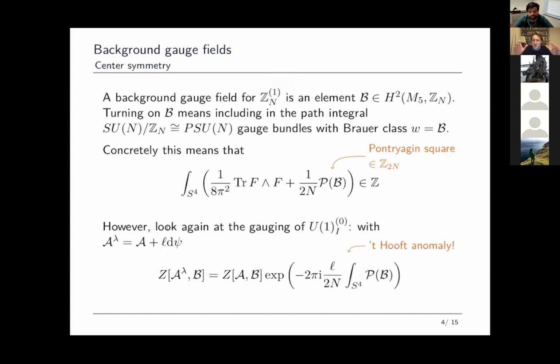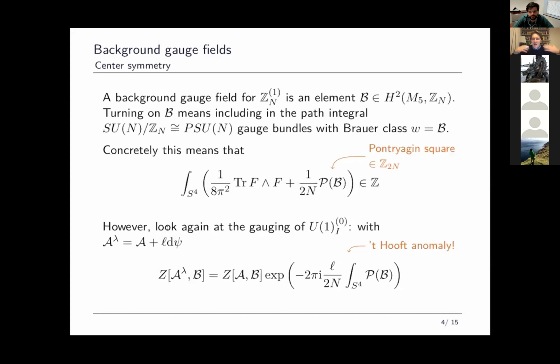PSU(N) bundle is the analog of the Stiefel-Whitney class for an SO(N) bundle. Now the explanation is relatively simple. There are more PSU(N) bundles than there are SU(N) bundles, and some of them cannot be lifted to be SU(N) bundles because they fail the cocycle condition. This lifting obstruction is encoded in the Brouwer class.